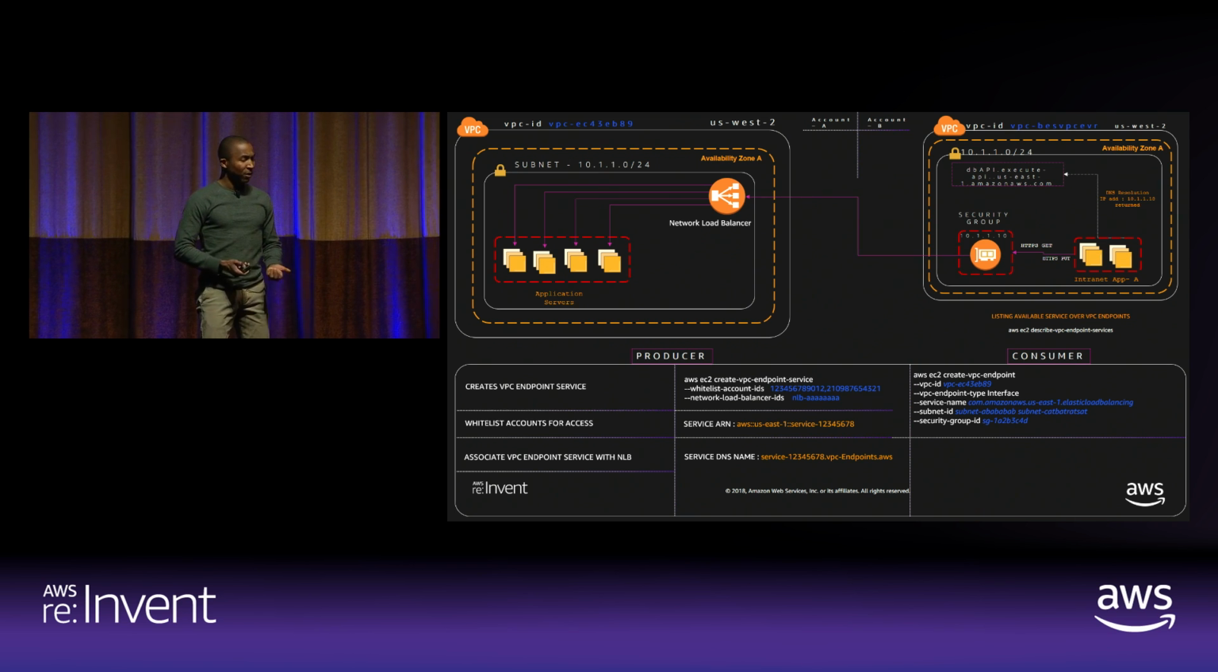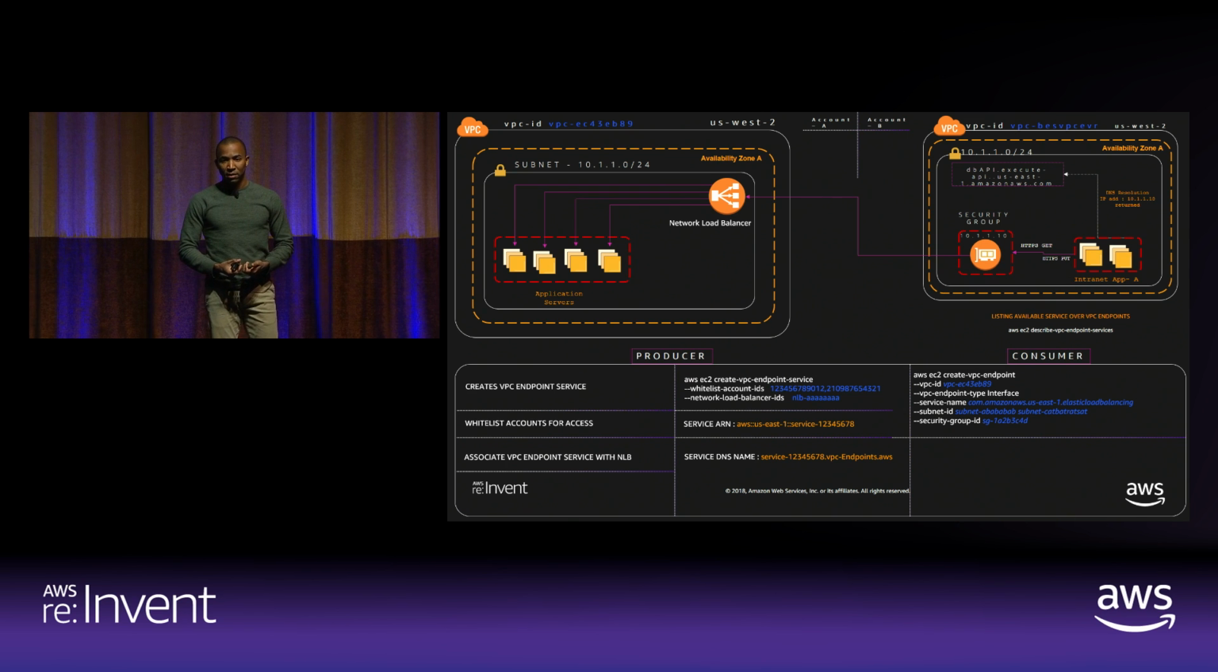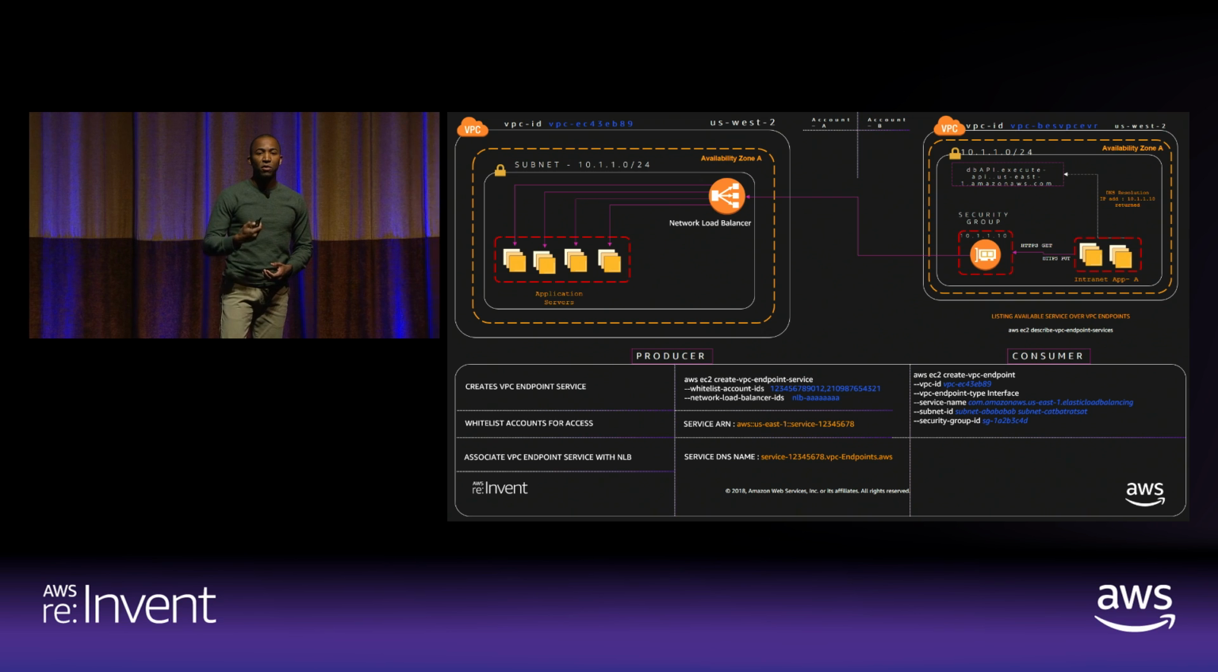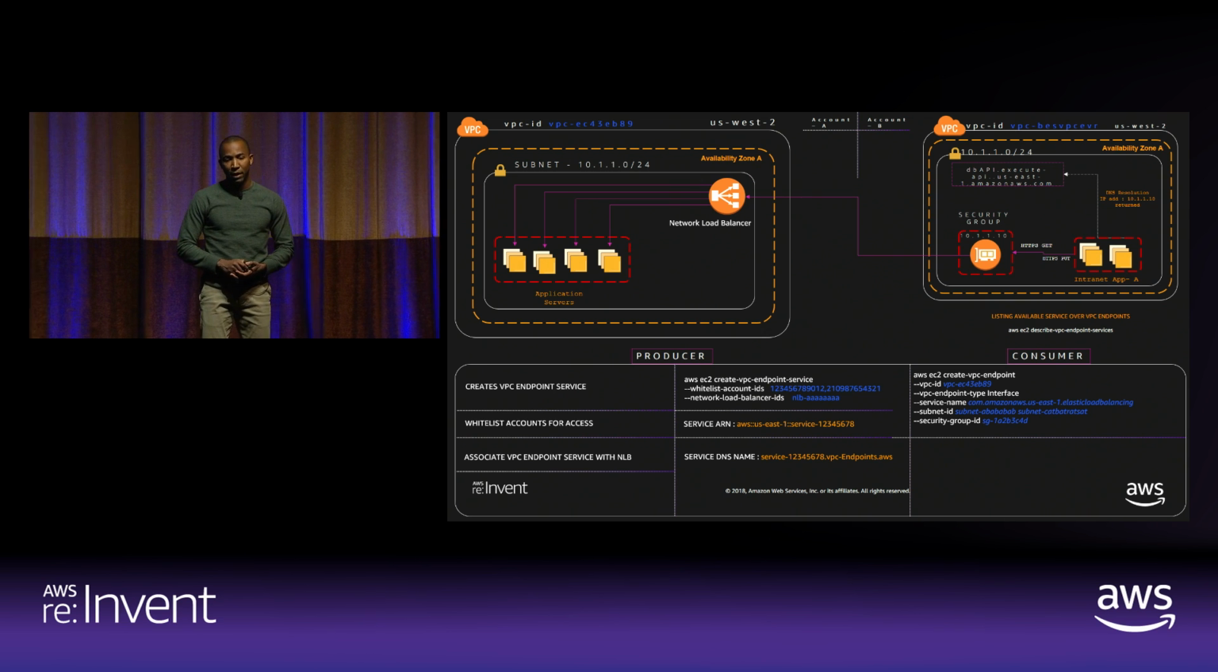Now, as a consumer, in order for me to actually create an interface endpoint, first, my account must be whitelisted, and second, the producer must accept my request to interact with that set of applications. So as a producer, once you've whitelisted this account, you then authorize it when an interface endpoint is created to this particular application.